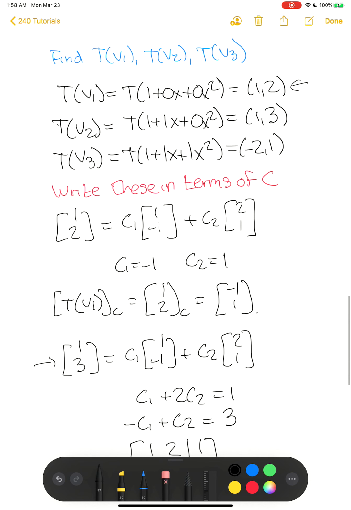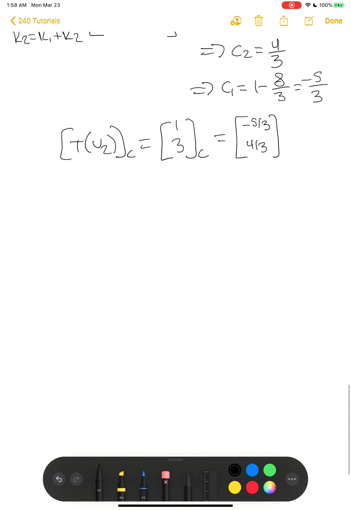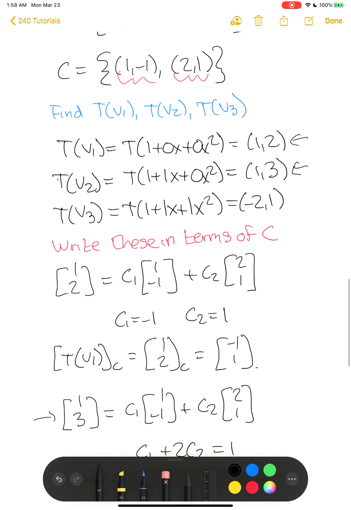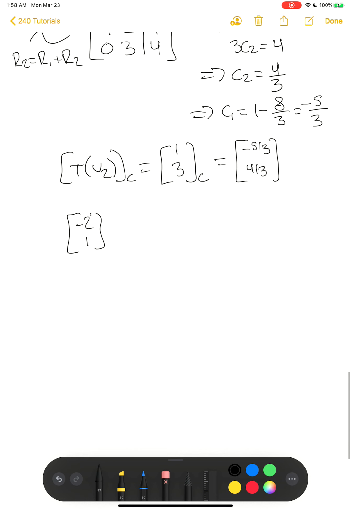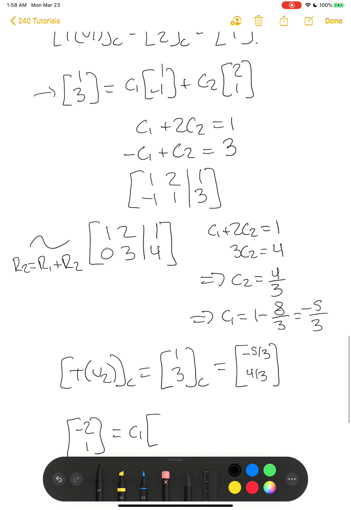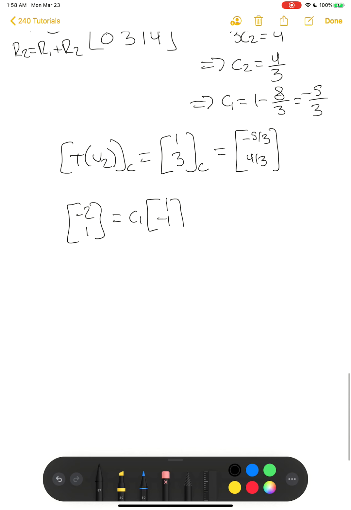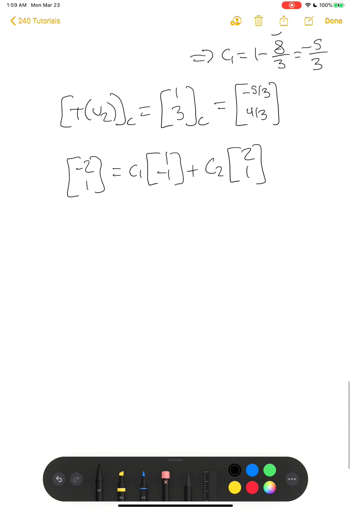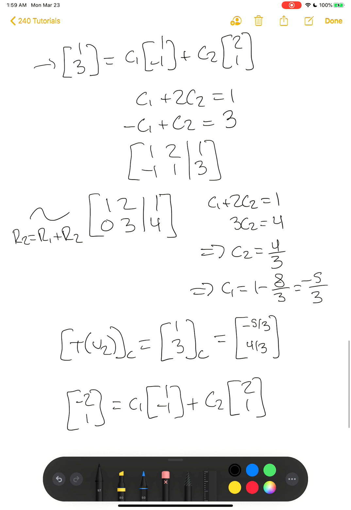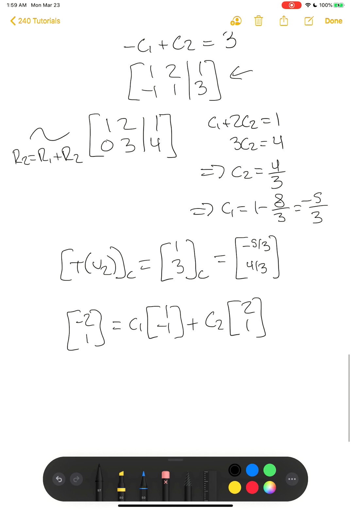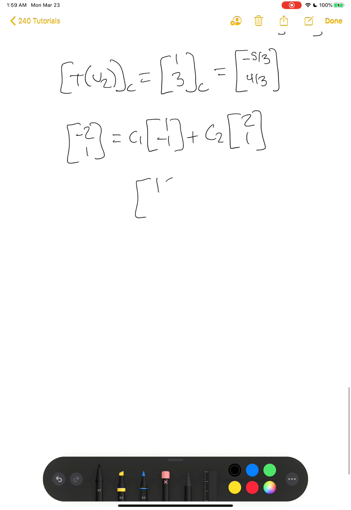So we've done these two. Now we have negative 2, 1. Let me make sure I wrote that down right. Yep, negative 2, 1 is C1 times my first basis vector, which is 1, negative 1, plus C2 times my second basis vector, which is 2, 1. Again, I'm just going to go and solve this system. I'm going to skip straight to the augmented matrix here. So I have 1, 2, negative 1, 1, negative 2, and 1.